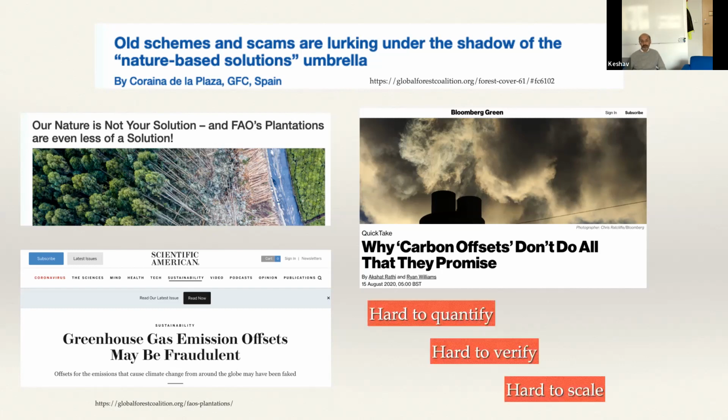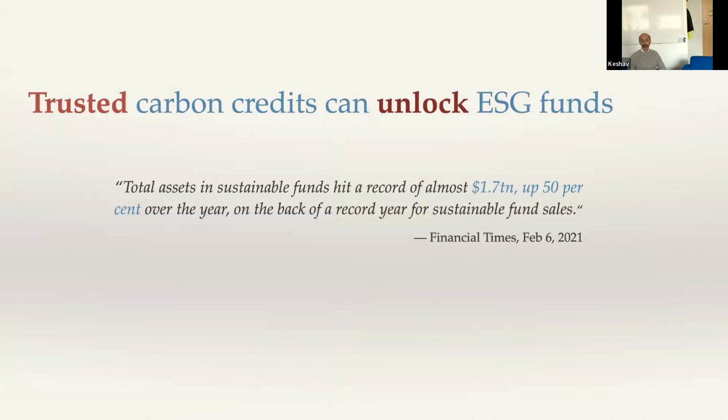So these credits that have come out of existing paper-based processes are hard to quantify, hard to verify and hard to scale. And this really is becoming a problem considering that there's a lot of money coming into these credits. There's something called ESG funds, where E is environment, S is social, G is governance. These are funds which promise to invest in companies which have good credentials in environment, society and governance. For example, in 2021, they raised $1.7 trillion. That's trillion, not billion. And that's up 50% over the year.